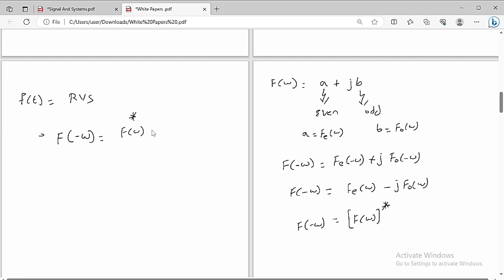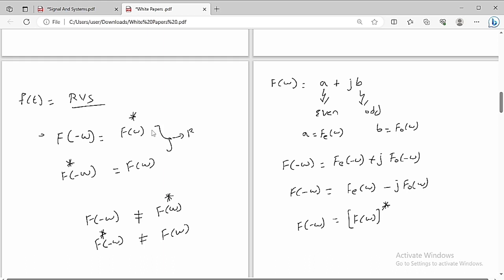The vice versa is also true. So take the conjugate of both sides: f of minus omega whole conjugate is equal to f of omega. This concept is going to hold only for real valued signals. But for complex valued signals, f of minus omega is not equal to f of omega whole conjugate, or f of minus omega whole conjugate is not equal to f of omega. So this concept is applicable only for real valued signals, and that one is for complex valued signals. These two things you always have to keep in mind.